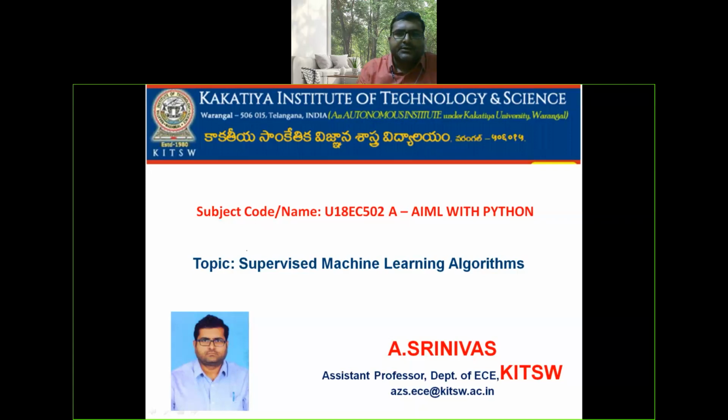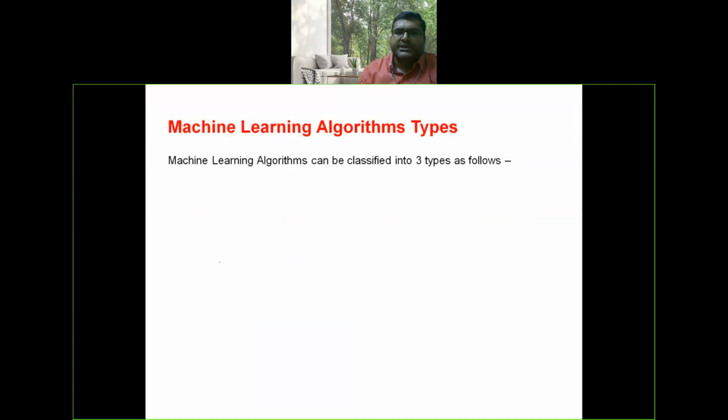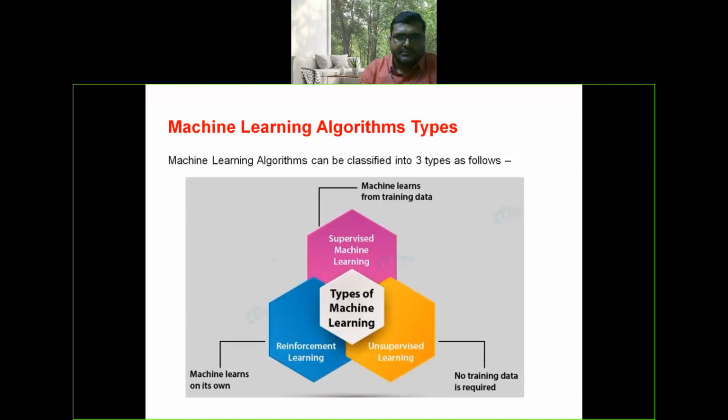Subject code U18EC502A. Topic: Supervised Machine Learning Algorithms. Machine learning algorithms are classified into three types: supervised, unsupervised, and reinforcement machine learning algorithms.